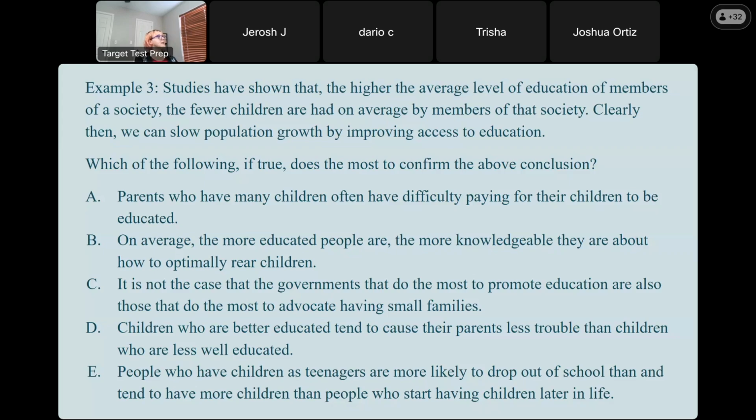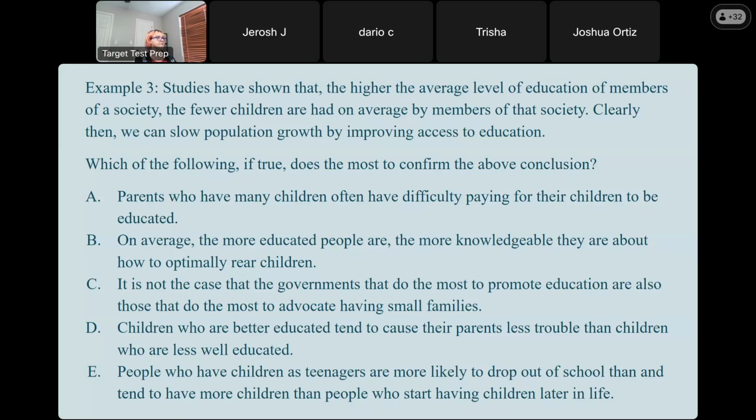All right. Studies have shown that the higher the average level of education of members of a society, the fewer children are had on average by members of that society. Clearly, then, we can slow population growth by improving access to education. Which of the following, if true, does the most to confirm the above conclusion?